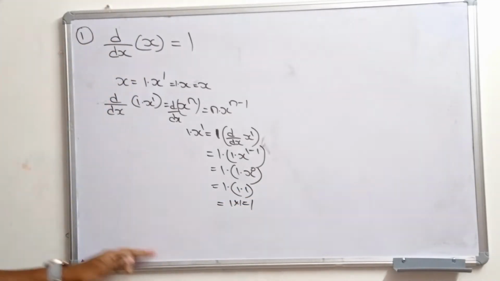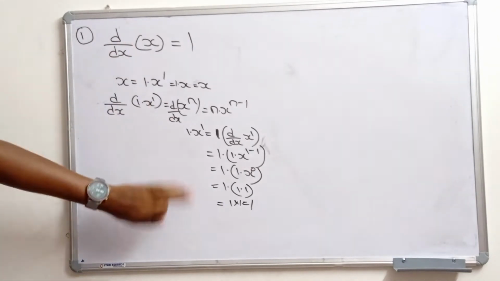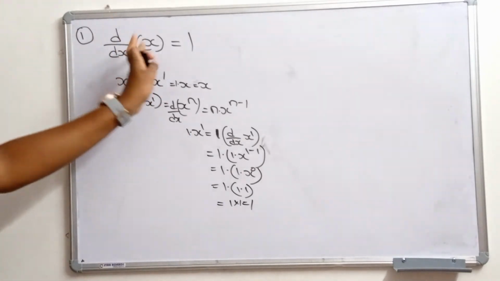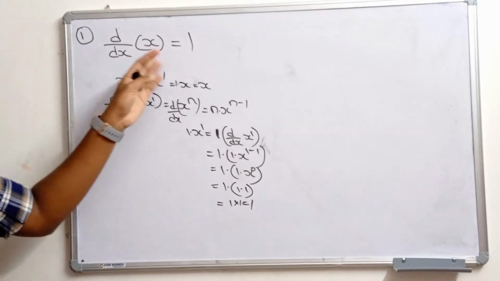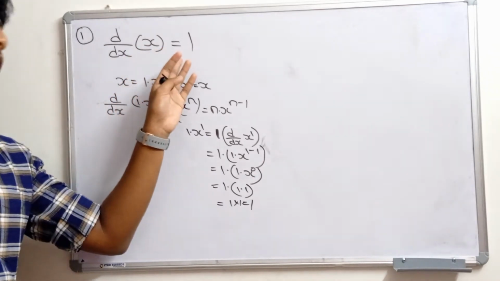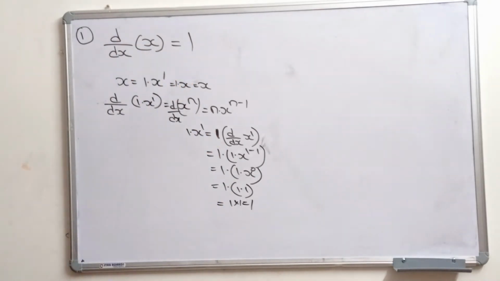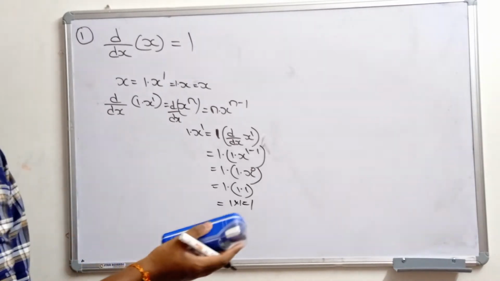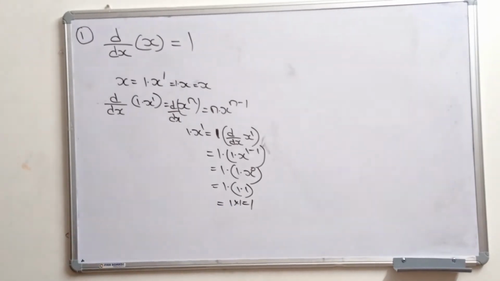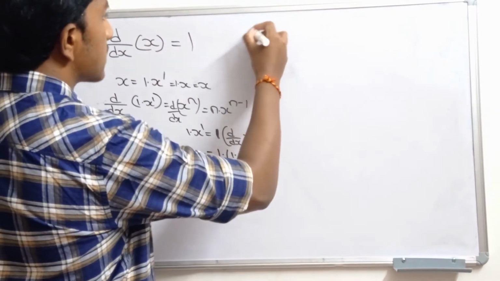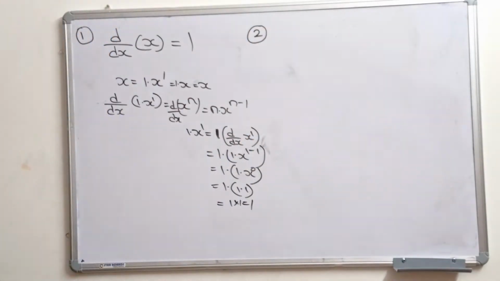So answer is 1. This is the complete explanation, but no need to do this. Just d by dx of x is equal to 1. When you differentiate x with respect to x, the final answer is 1. Guys, is it clear? So moving to the next sum. Only 2 sums of basic. From the next sum we'll be going to the complex ones.